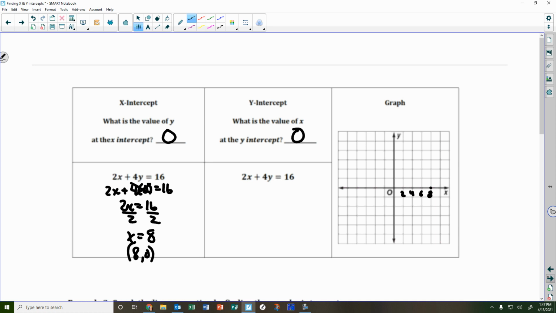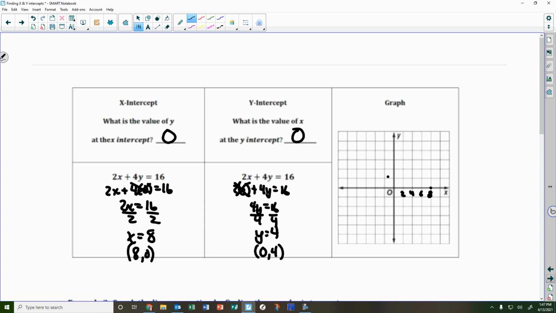There's our x-intercept. Now, if we do the same thing, but now we look for the y-intercept, we're going to put a 0 in for x. And that goes to nothing, because that's 0. 2 times 0 is 0. We're left with 4y equals 16. And if we divide by 4, y equals 4. So that means our y-intercept for this would be (0, 4).